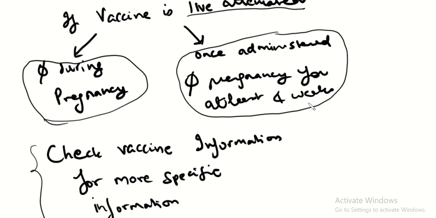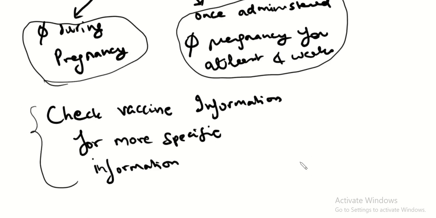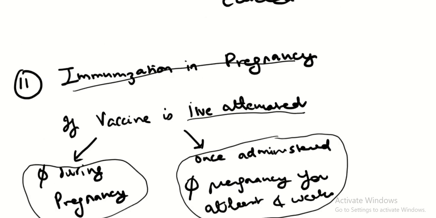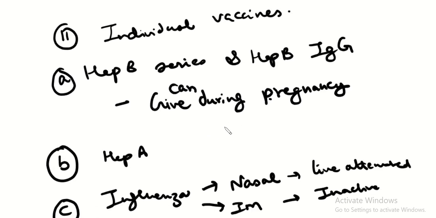So if a pregnant 15-year-old patient comes into your office trying to get a flu shot, you cannot give her the intranasal one, because we can't give live attenuated. And for the other vaccines, we check their product insert. Okay, we've covered a lot of ground, but we shall continue. Let's talk about some individual vaccines.